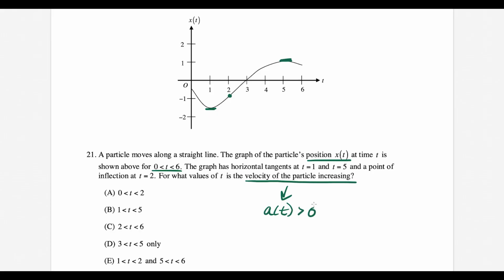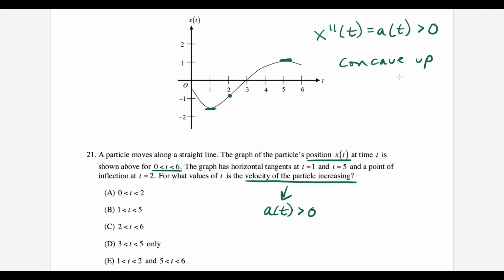So now we have the graph of position. How do you go from position to acceleration? The second derivative of position is equal to acceleration. So another way of rephrasing this question is we're looking for when the second derivative of our graph is positive, and the second derivative is positive when your graph is concave up.